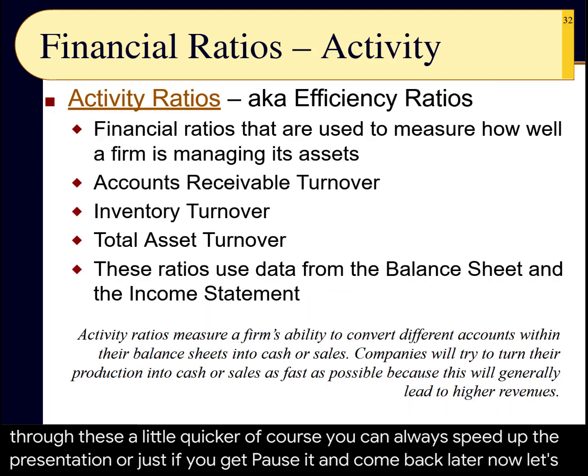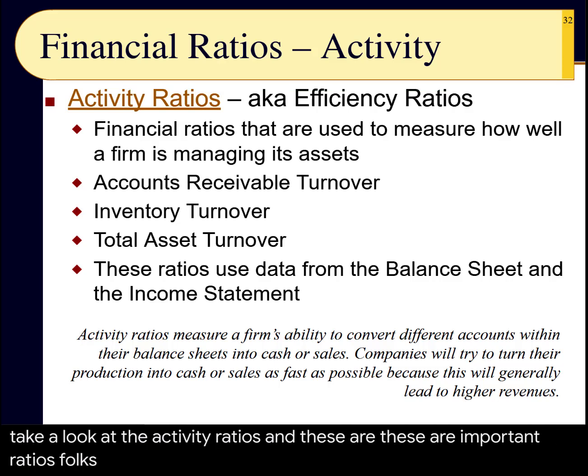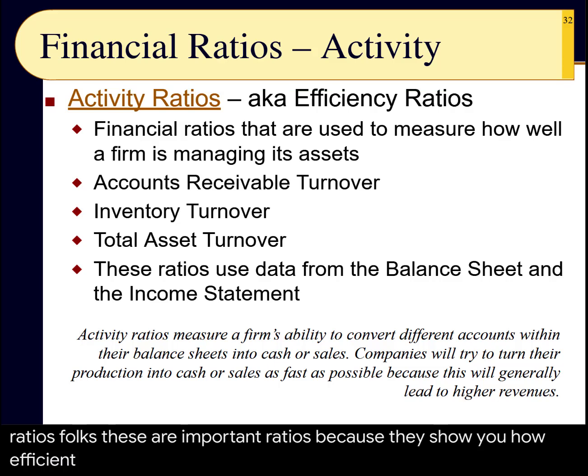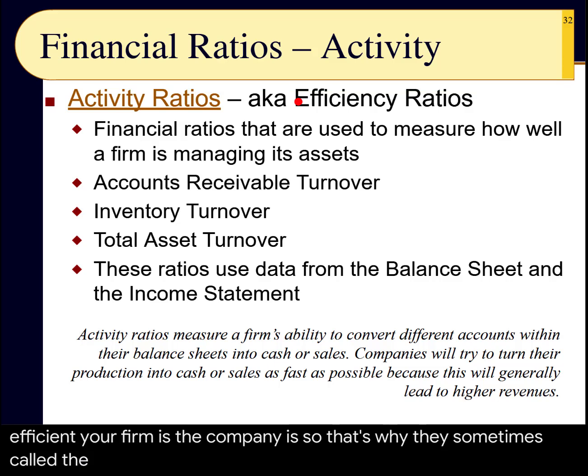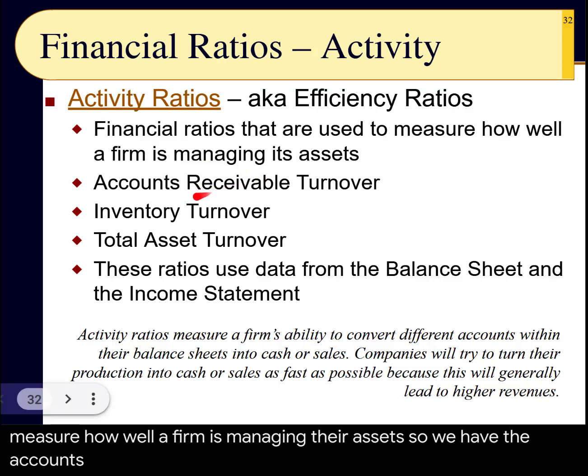Now let's take a look at the activity ratios. These are important ratios, folks, because they show you how efficient your firm is. That's why they're sometimes called the efficiency ratios. They are used to measure how well a firm is managing its assets. So we have the accounts receivable, inventory, and total asset turnovers.